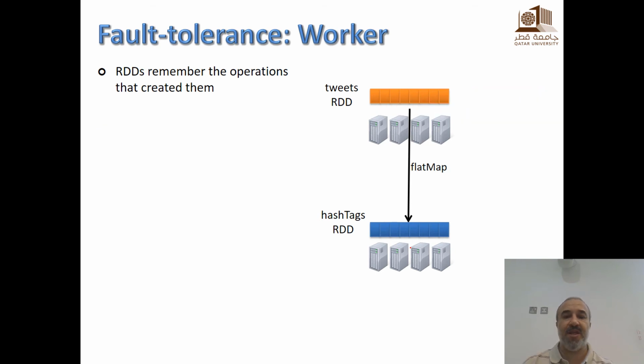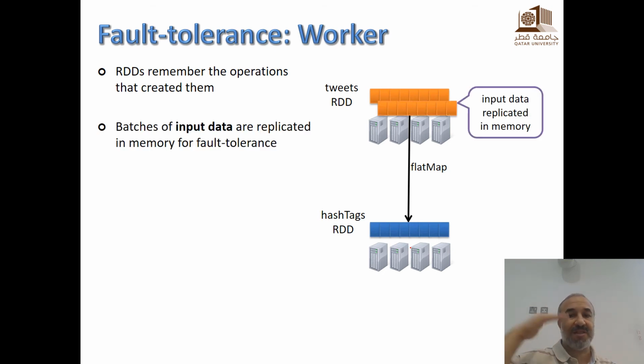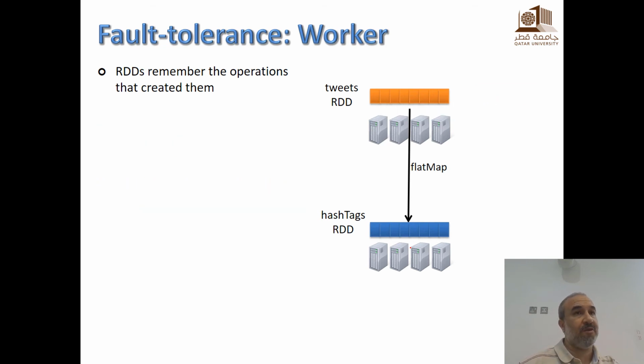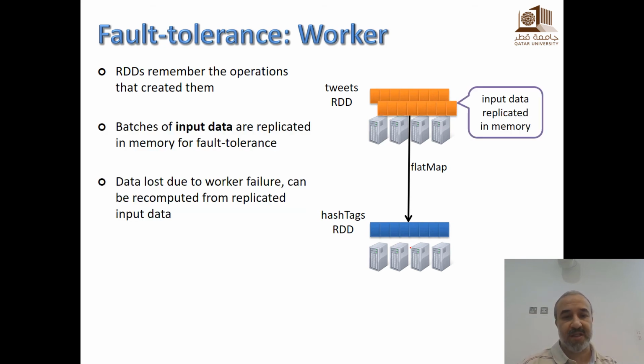We said that the input data will be replicated twice, right? So that's good for fault tolerance. If we lost any part of the input, then we can get it. So that's the first level of fault tolerance that we have. Okay, so the data is replicated, in memory, of course, so that we can get it easily.